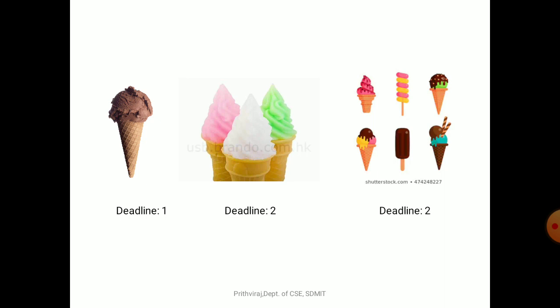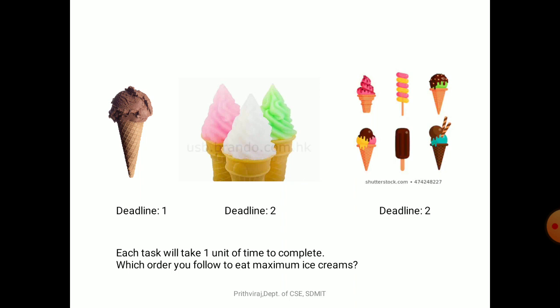Okay. Now, we can consider this deadline as the time. So within this time, the ice creams will get melted. Now, in order to eat the maximum ice cream, which order are you going to follow? Here it is given that each task will take 1 unit of time to complete. That means to eat that ice cream, every individual set takes exactly 1 unit of time, and as per the deadline given, which order are you going to follow to eat the maximum ice cream?